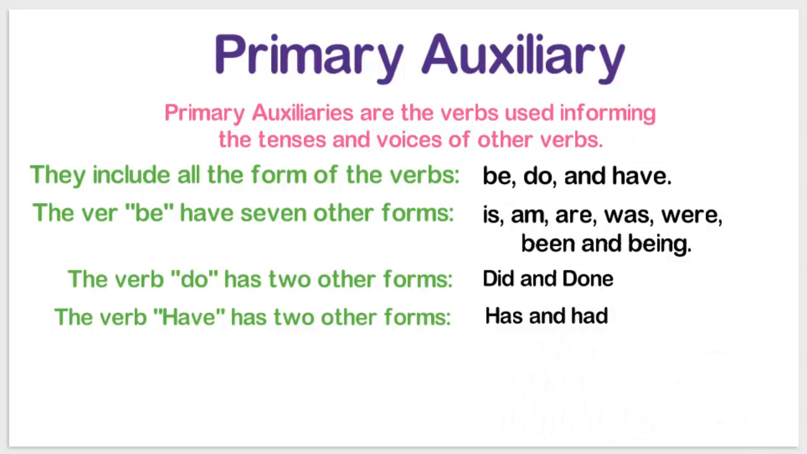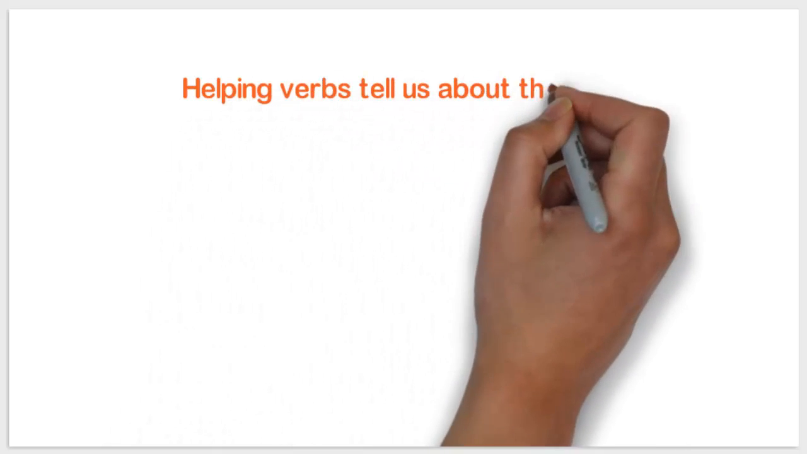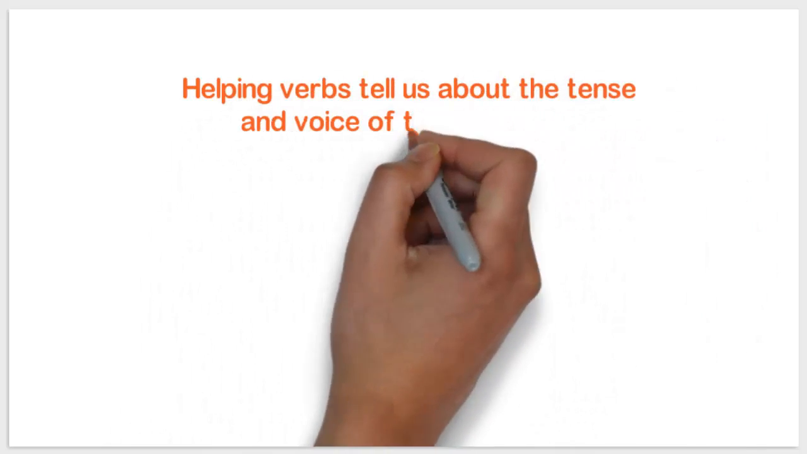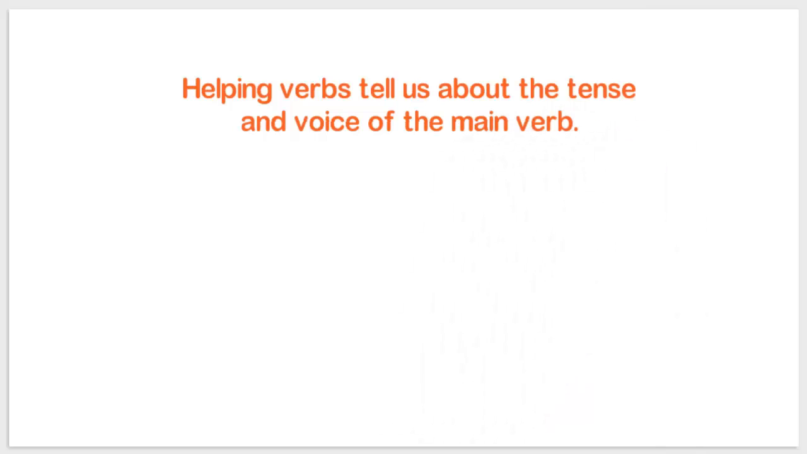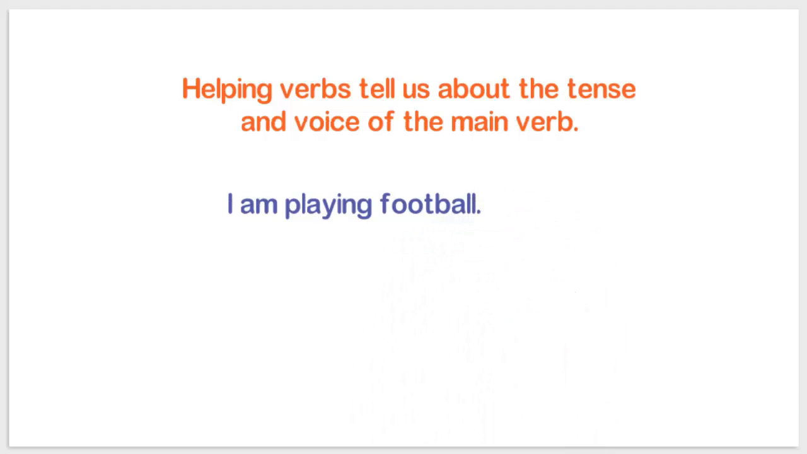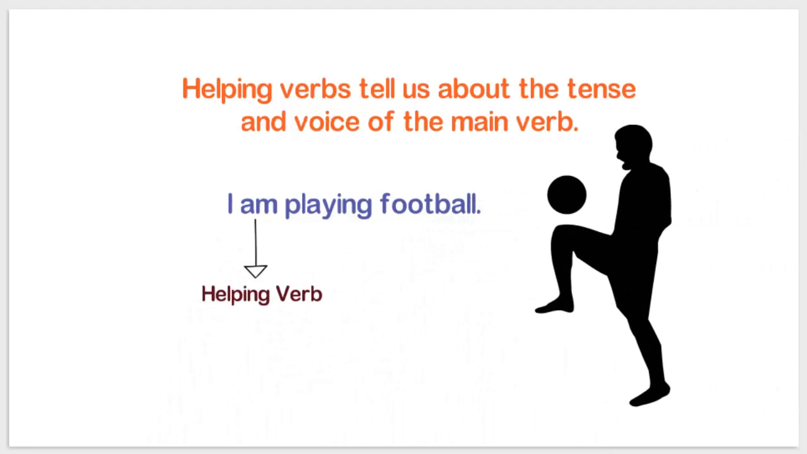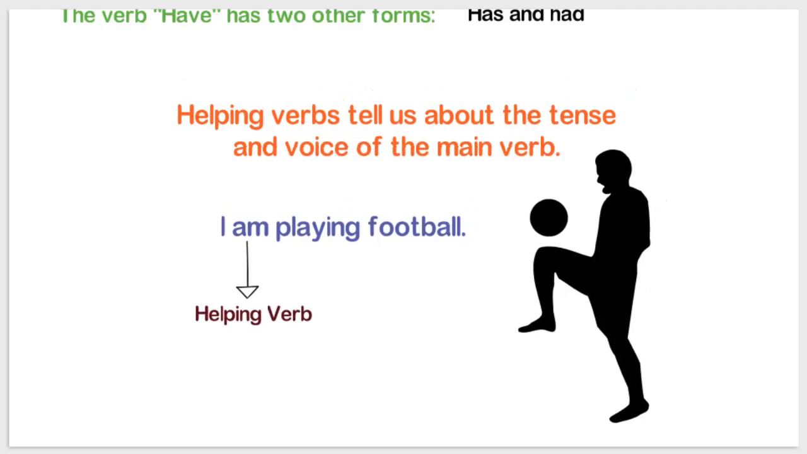As we have learned in our previous sections, helping verbs tell us about the tense and voice of the main verb. I am playing football. Here the verb am is a helping verb and it suggests that the subject is a singular first person and the tense is present tense.